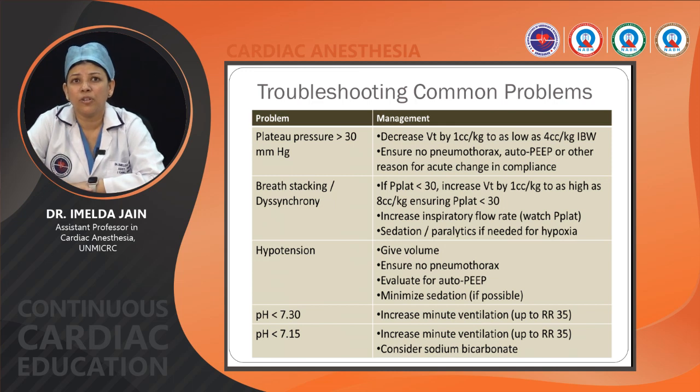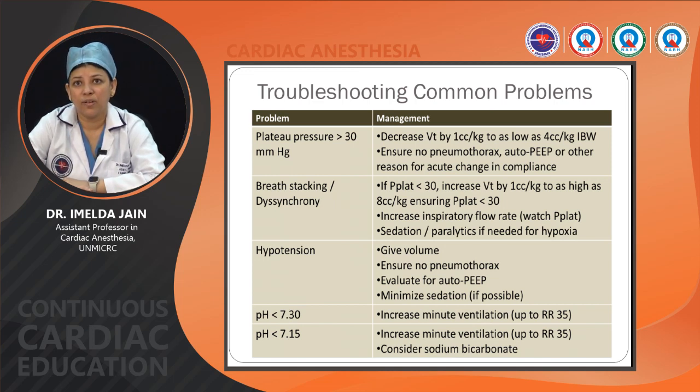Whenever the plateau pressure of the patient is more than 30, then we should decrease the tidal volume by 1 ml per kg body weight to as low as 4 ml per kg body weight. We should also rule out any chances of pneumothorax, auto PEEP or other reasons for acute change in the compliance of the lungs. Sometimes the patient also has a dyssynchrony with the ventilator. That is, if the P plat is less than 30, then we can increase the tidal volume by 1 ml per kg body weight to as much as 8 ml per kg body weight, ensuring that the P plat is maintained to less than 30.